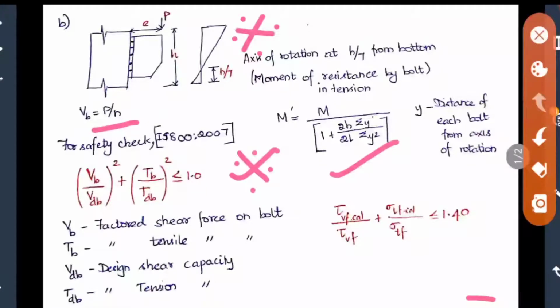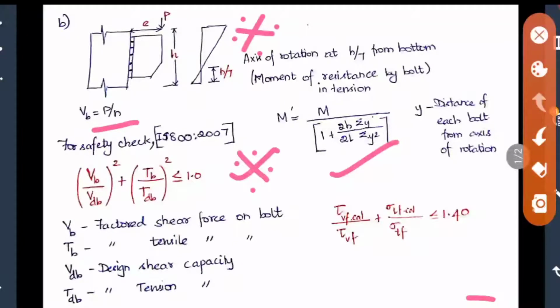So based on IS 800:2007, (Vb/Vdb)² + (Tb/Tdb)² should be less than or equal to 1. So this is nothing but the factored shear force on the bolt by the design shear capacity, and Tb is the factored tensile force on the bolt by the design tension capacity.